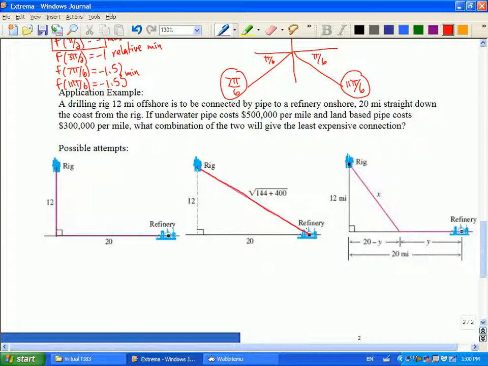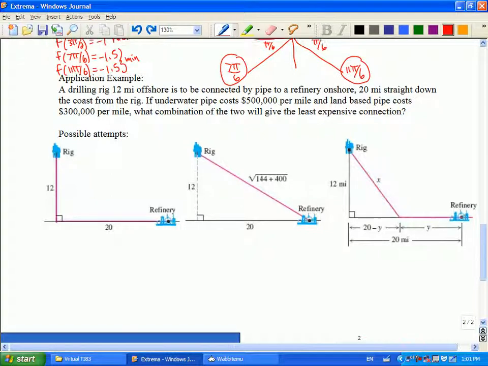Why would that make some sense? Some of you might be like, that's dumb. Why would you want to do the most expensive route? It might actually turn out to be the best one. Why? It's the shortest distance, right? A direct line from the refinery to the rig. So that may end up making some sense as well. We also may want to do some combination, for example, part of it being in the water, and then the other part of it being along the land. So let's work out what these things could be.